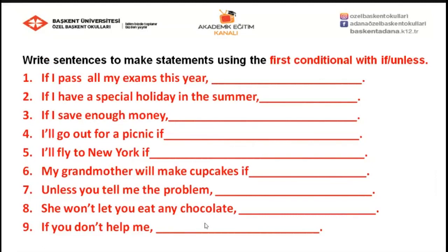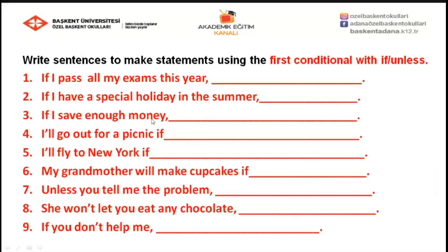You will write sentences to make statements using the first conditional with if or unless. You just need to complete the rest of the sentence by using the first conditional with if or unless. Let's have a look at these sentences together. If I pass all my exams this year, you just need to complete the rest of that sentence by yourself. If I have a special holiday in the summer, just think about the rest of the sentence.